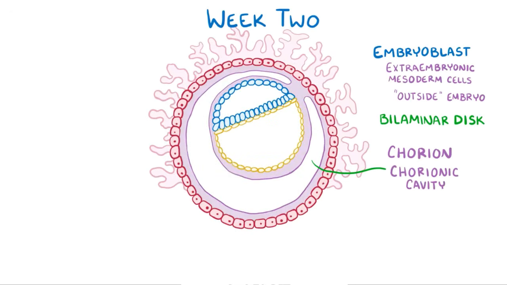The embryoblast is connected to the chorion by a short band of extraembryonic mesoderm, called the body stalk. And this is the first of 3 structures that make up the umbilical cord.